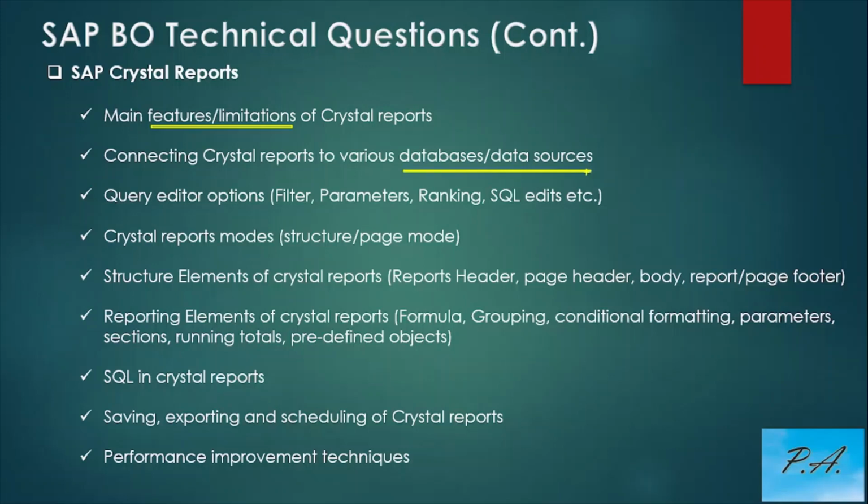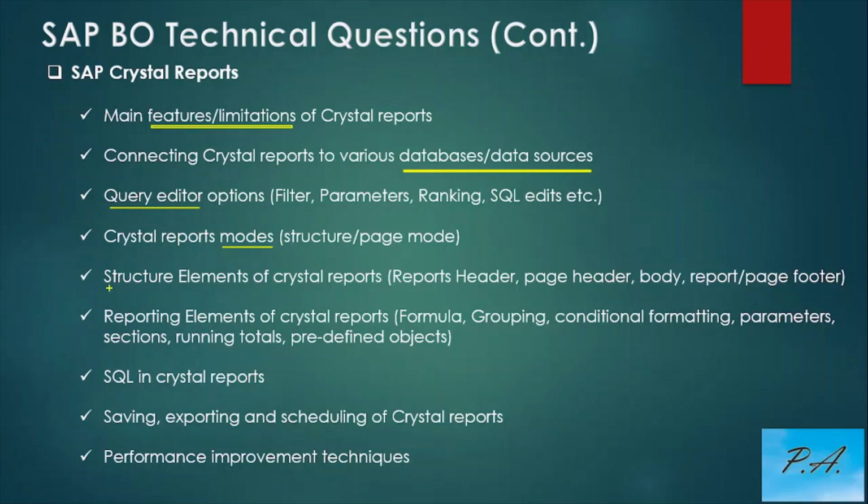You should be able to explain query editor options, which are very similar to what we have in Web Intelligence reports. You should be thorough with all the options available, like filter option, parameter, ranking, SQL editor, etc. And there are different modes in Crystal Reports: structure and page mode. What is the difference between these two modes, and in which scenario do we use these different modes?